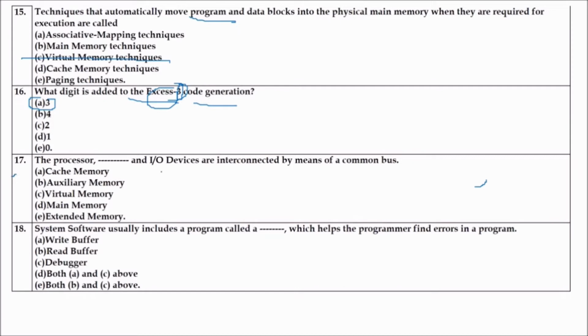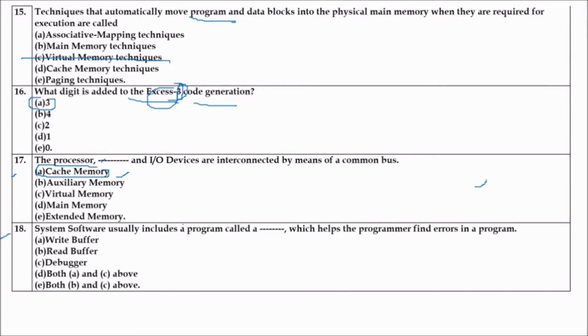Next is, the processor, the dash, and the IO devices are interconnected by means of a common bus. So what is the correct answer? The answer is A, cache memory. You can take this cache memory because the bus master is allowed to initiate data transfer on the bus. So processor, cache memory, and the input-output devices.